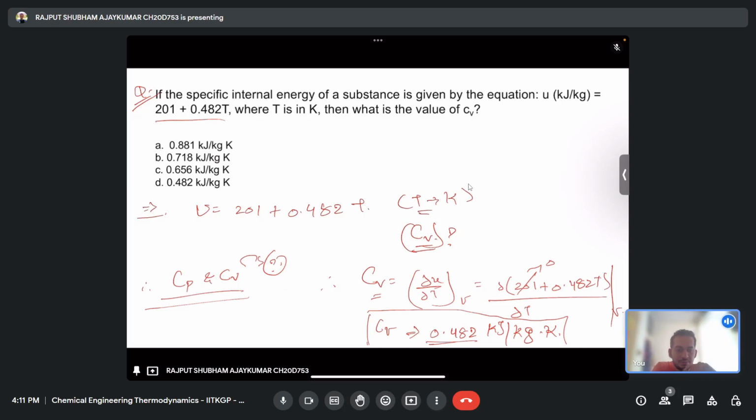Okay, so just try to partially differentiate it. The first term will be 0 because it's a constant term. We have to differentiate with respect to the temperature, and the second term is related to the temperature, so it will turn out to be 1. So the final answer is 0.482. You don't have to solve it fully, just look at this equation directly.